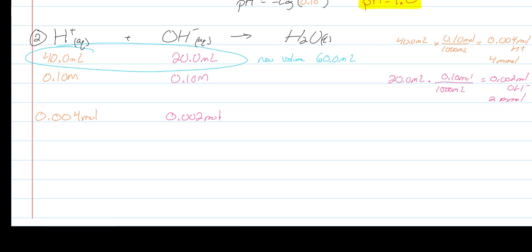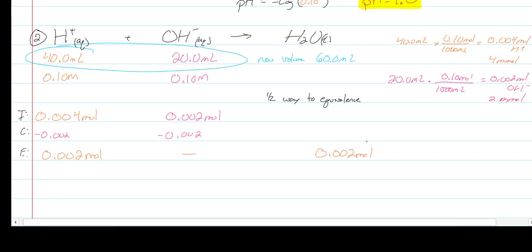Well, if you notice, in this case, we are halfway to equivalence. We're halfway. So I'm going to do an ICE table. We know my limiting reactant would be our base, our hydroxide, minus 0.002, minus 0.002, and we don't care about water because it's not going to change. It does change, the volume changes, but the concentration of water is relatively constant. So at the end here, I have 0.002 moles of H plus and nothing of hydroxide.